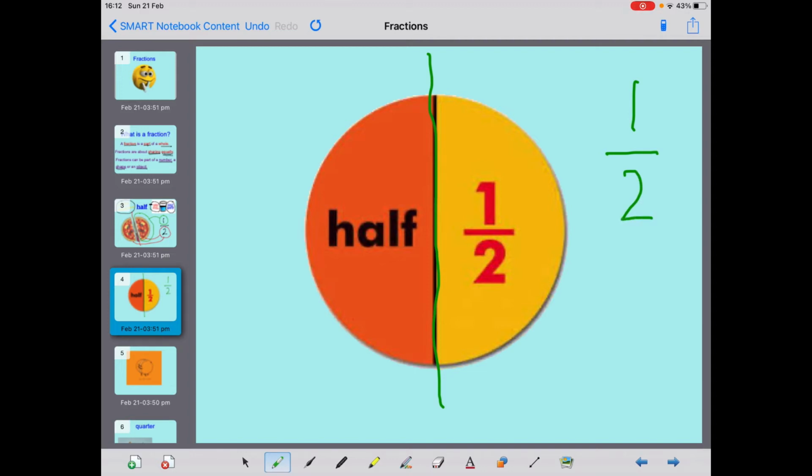There's 2 pieces. So there's 1, 2, and one of these pieces is a half. So the yellow piece is 1/2 and the orange piece is 1/2.